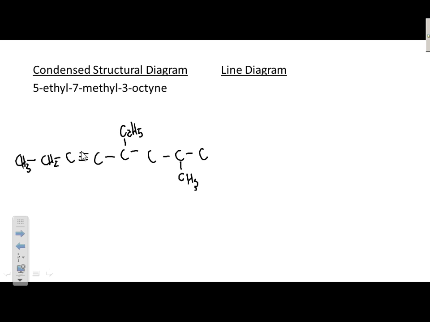H3, H2, 4, so it's full. That's full of bonds. That's 1, 2, 3, so I need an H in there. I need an H2 in there. I need an H in there, and I need an H3 in there. All right, condensed structural diagram, line diagram. So I need 9 of these carbons.